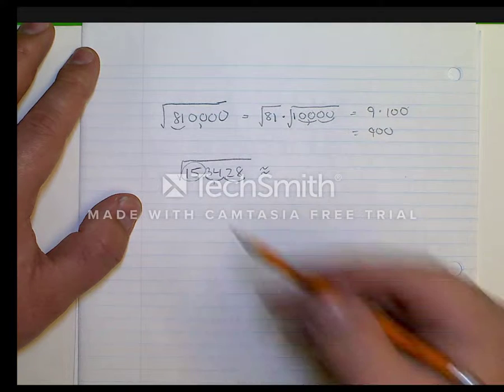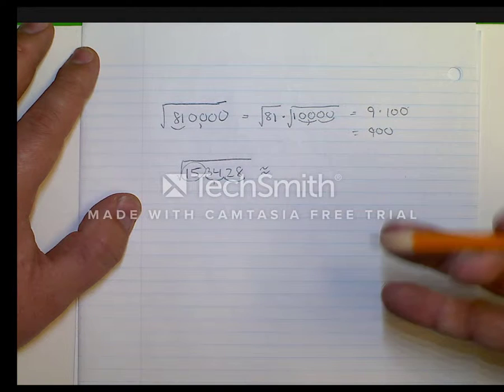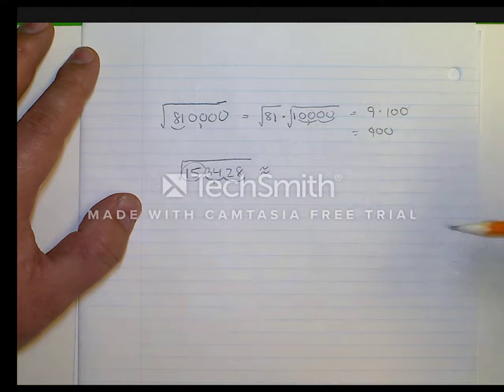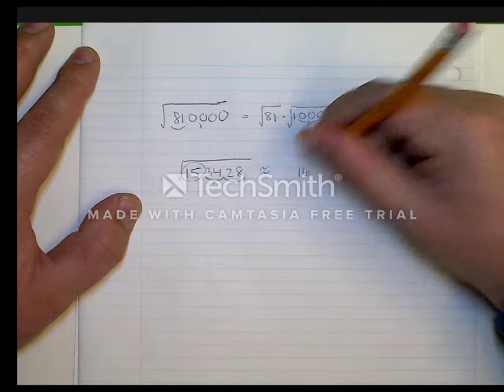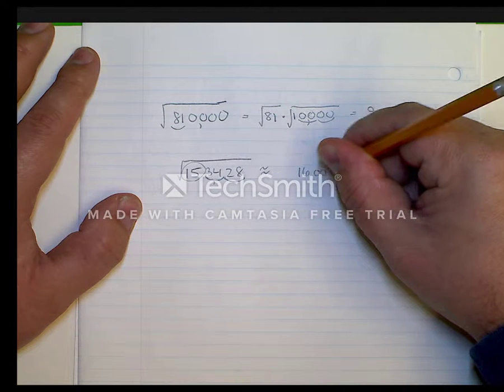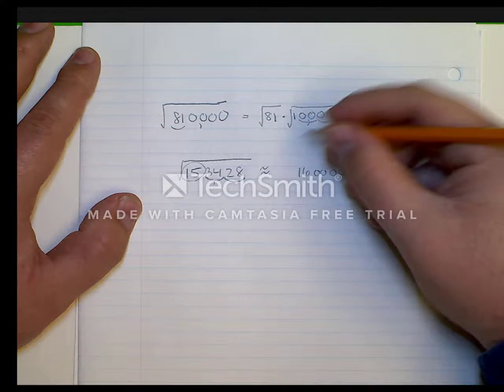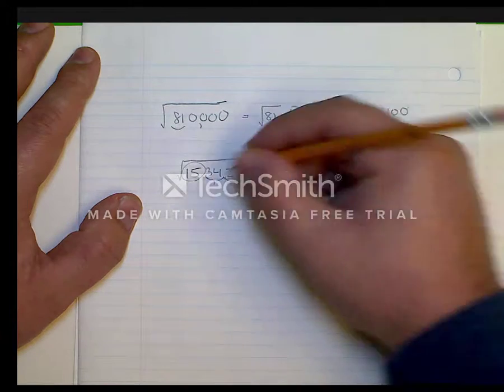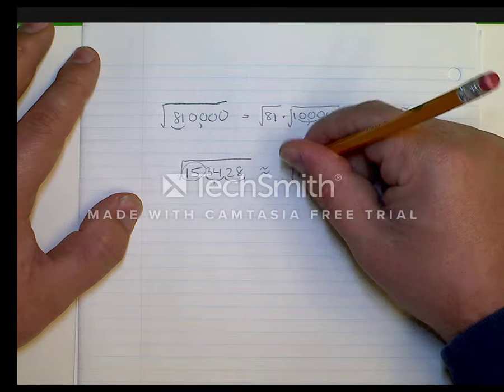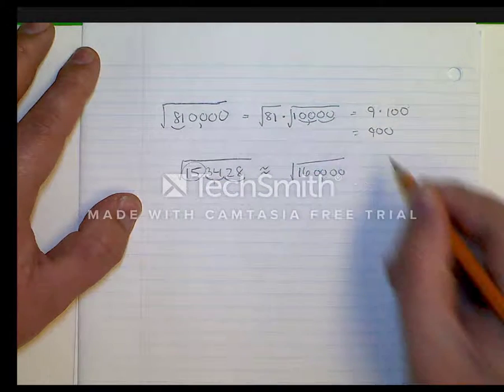So the front few numbers we're going to examine, we're going to say, what's a perfect square that's close to that? Perfect square close to 15 would be 16. So we're going to approximate this as 160,000 instead. It's going to give us a pretty good answer because the 16 is the perfect square that's closest to that. So we're going to take the square root of this.